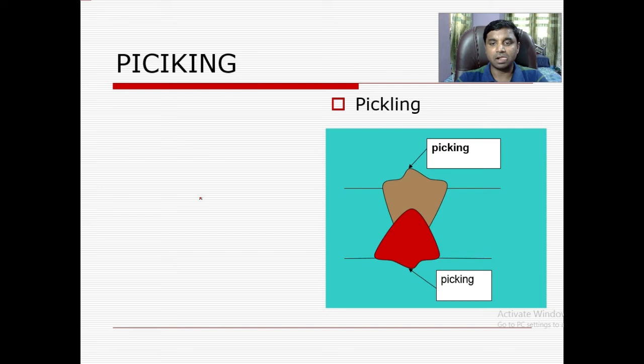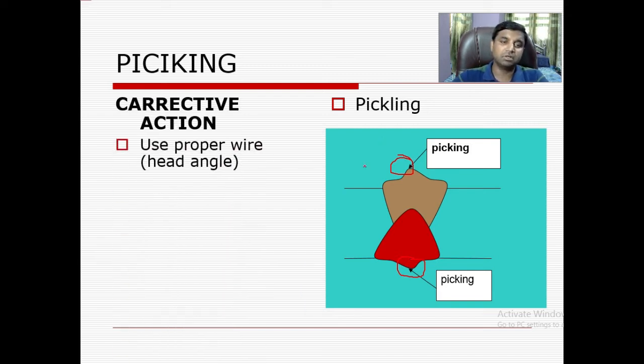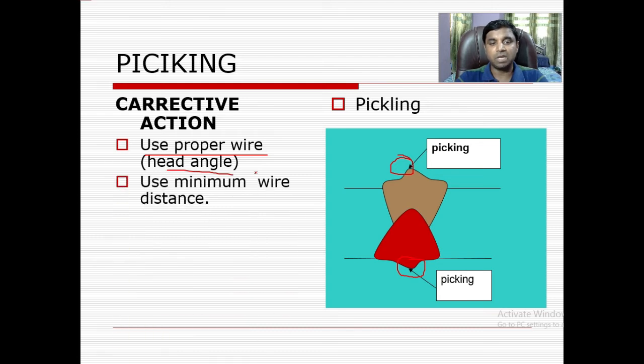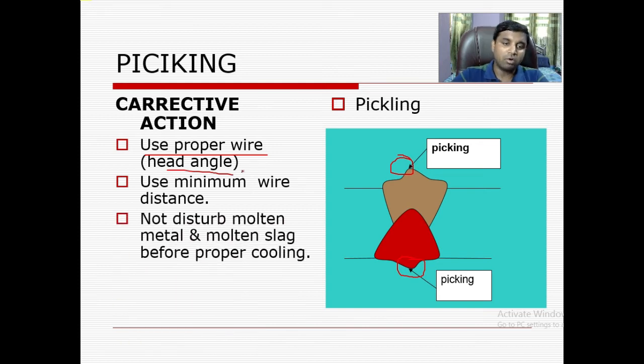Pickling, you see the pickling, how it looks like. This is the pickling. What is the corrective action? Why does it happen? The corrective action is to use proper wire. If the wire head angle is proper, then definitely the pickling will not be seen here. Use minimum wire distance; we have to check the minimum wire distance as per the WPS. Do not disturb the molten metal and molten slag before proper cooling. If you put anything in your molten metal, then definitely you can see there is a pickling.